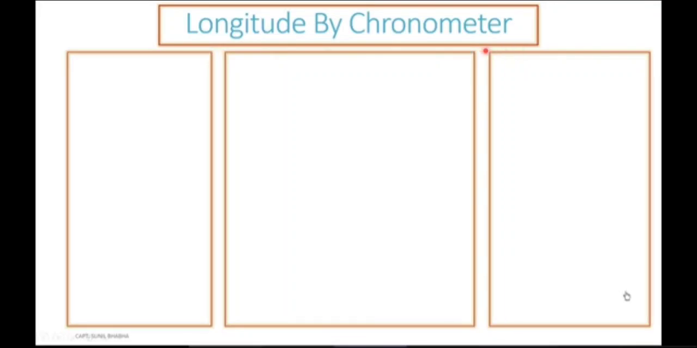Lines, that is longitude by chronometer. Now in our first method, which was latitude by meridian altitude or MARPAS, we have seen that by obtaining the altitude of a body at the time of meridian passage, we are able to obtain a position line which matches with the latitude of the observer, and we call it observed lat.